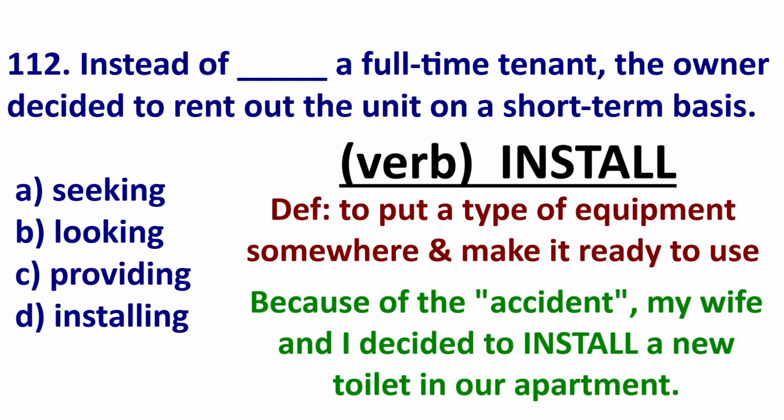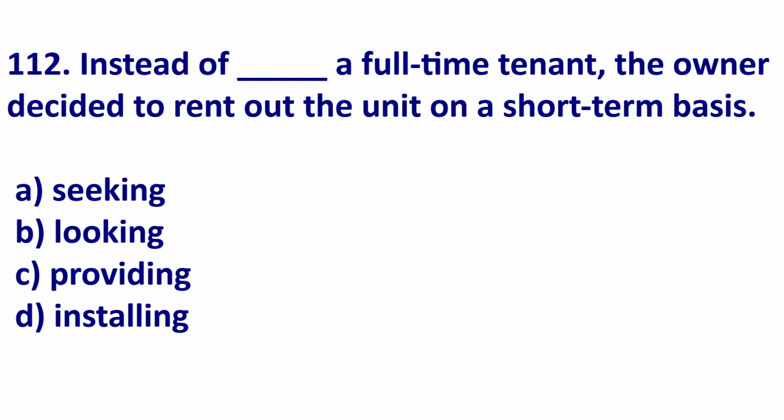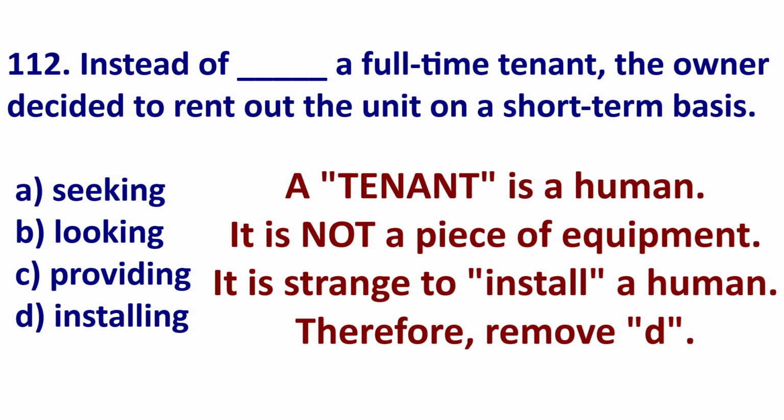Next, remove D, install. Install means to put a piece of equipment somewhere and make it ready to use. An example: because of the accident, my wife and I decided it would be a good idea to install a new toilet in our apartment. So a tenant is not a piece of equipment. You cannot install a tenant. You cannot install a human. You could install a computer chip in a human's brain. Hello, Elon Musk. But you cannot install a person.